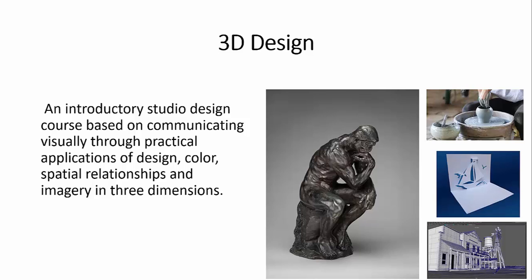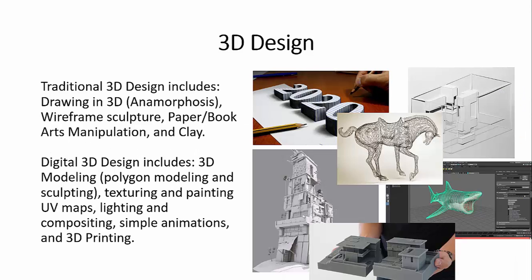This can happen in forms of sculpture, it can happen in ceramics, it can happen on paper, and it can be in the digital world. For this course, we're going to explore pretty much entirely the digital world because of our confines with the actual course. Typically, we do explore some traditional 3D design, including anamorphic and wireframe sculpture, paper book arts manipulation, and clay. But because we're all online this year, we're going to stick with digital 3D design. But these are various examples here that you can see.